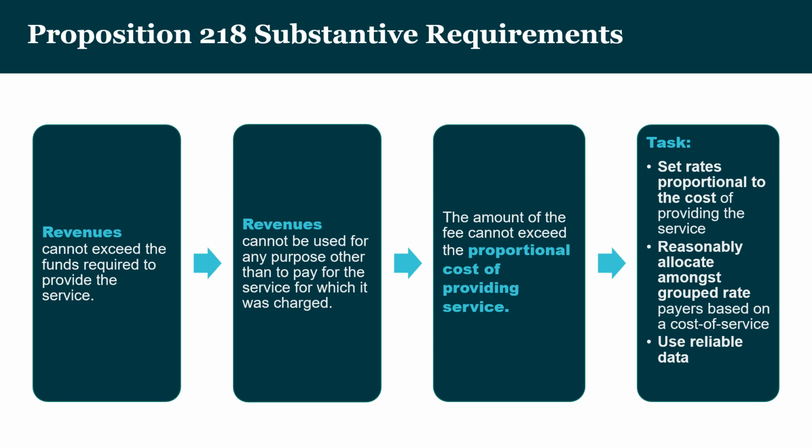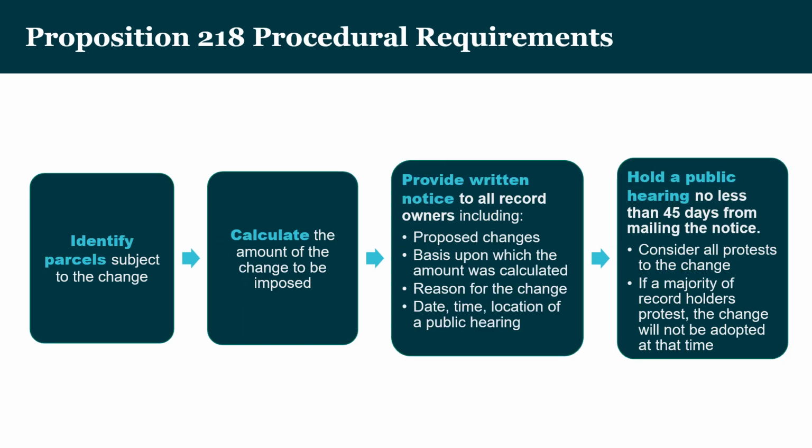The utility is tasked to set rates proportional to the cost of providing the service, reasonably allocate amongst grouped ratepayers based on the cost of service, and use reliable data. Prop 218 outlines the following rate-setting process: identify the parcels subject to the charge, calculate the amount of the charge to be imposed, provide written notice to all property owners and customers, and hold a public hearing.